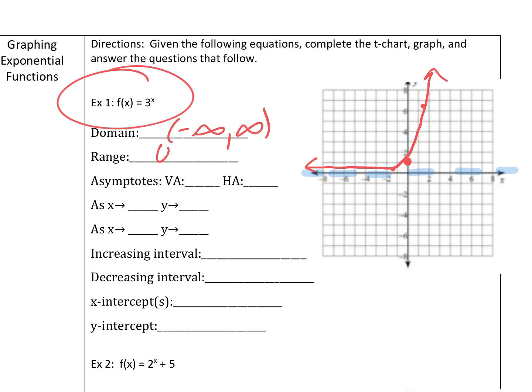Think back. Parenthesis. Parenthesis means it can't equal 0. Bracket means it can. Okay, so use a parenthesis. And then where's this going to the top? Infinity. Perfect. So that's your range. Asymptote to infinity. It's always going to be what that is, unless it's reflected over that line, which we won't see a whole lot in this class, okay?